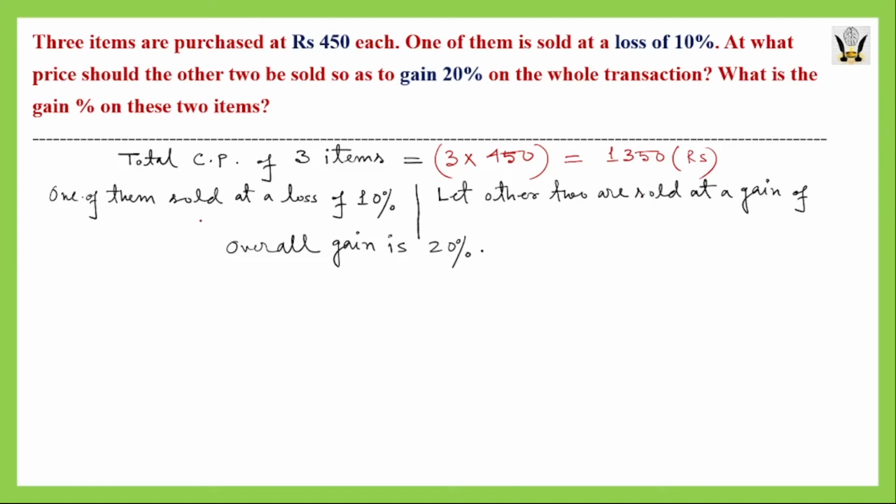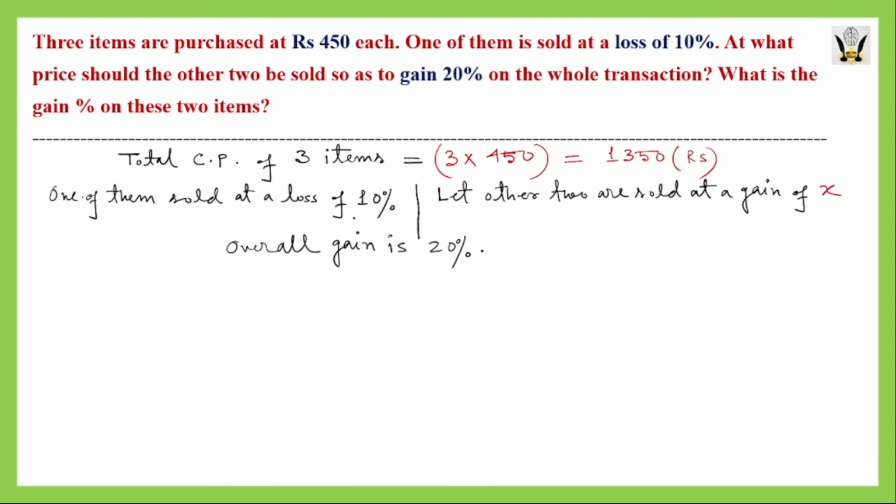One of them is sold at a loss of 10%, and for the other two items we don't know at what percentage they will be sold, but the overall gain is 20%. Since the first item has already been sold at a loss of 10%, and we want an overall gain of 20% on the whole transaction, the other two items will definitely be sold at a gain. We don't know the percentage of that gain, so we'll assume it is x for the other two items.